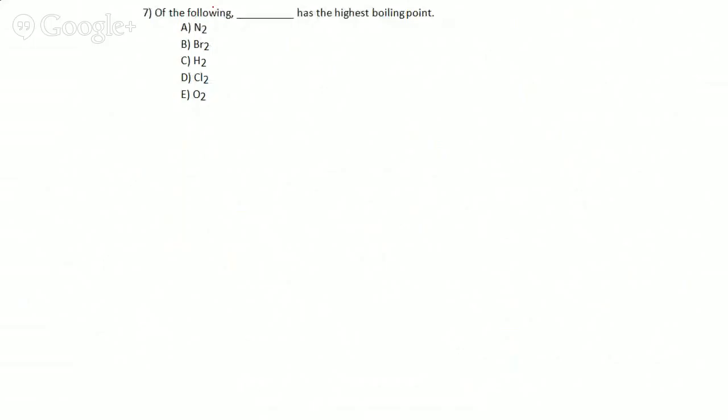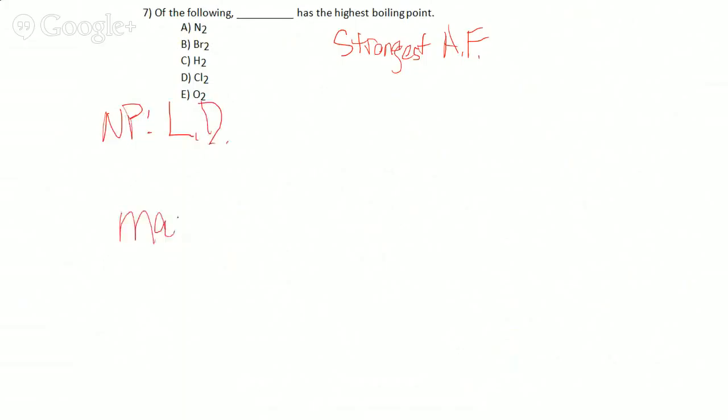Number 7: Of the following, blank has the highest boiling point. So again, it's another one of strongest attractive force. So, well, let's see. N2, Br2, H2, Cl2. I see a pattern here. These are all nonpolar things, so they're all going to have London dispersion forces. And we know that as the mass goes up, the London dispersion force goes up too. So we're looking for the most massive of these things.